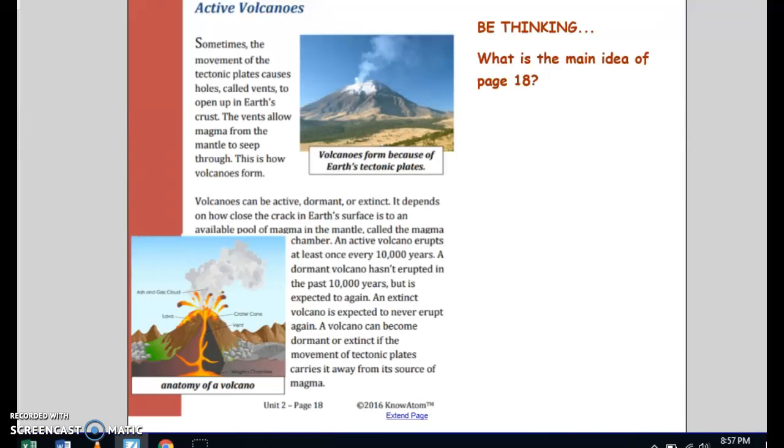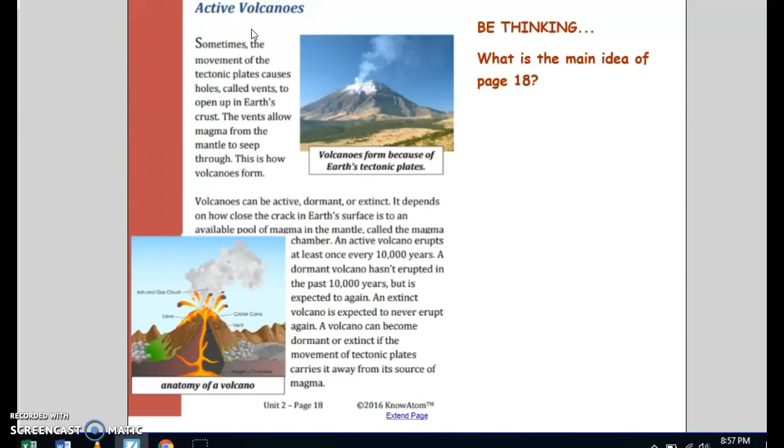I've been to Hawaii, so I'll show you some pictures I have. They're not super close, but I got to see an active volcano, the caldera at least was pretty cool. Okay, so be thinking, what's the main idea of this page, page 18? The title is Active Volcanoes, but let's see if that's what it's really all about.